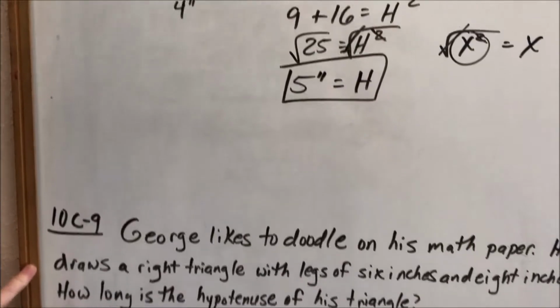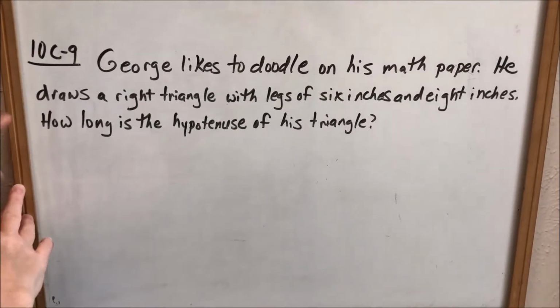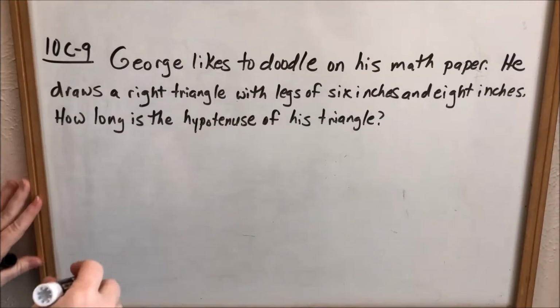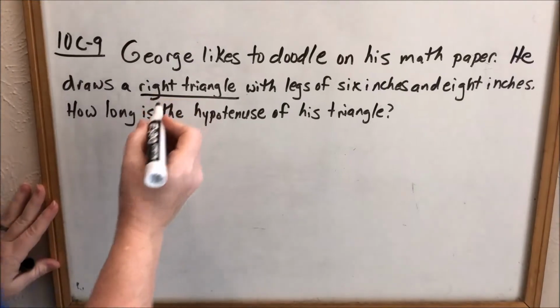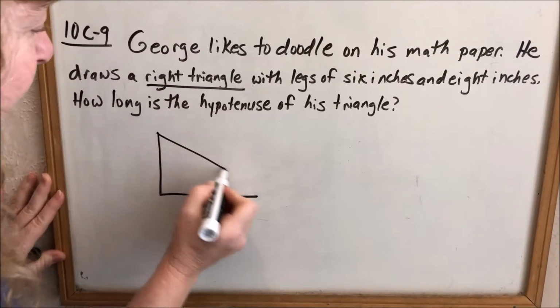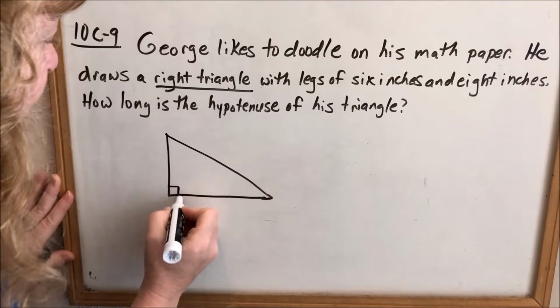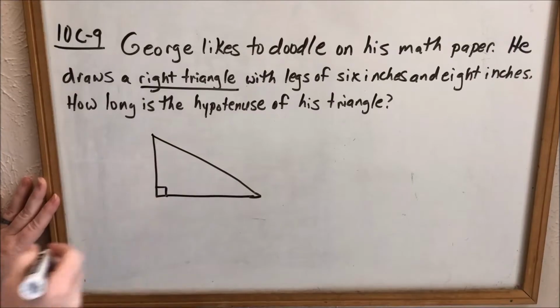Okay, going down to a word problem, 10C number 9. George likes to doodle on his math paper. He draws a right triangle. That's really important. So I'm going to go ahead and draw a right triangle. What does a right triangle look like? It has a 90-degree angle right there. The hypotenuse is always across from the right angle.